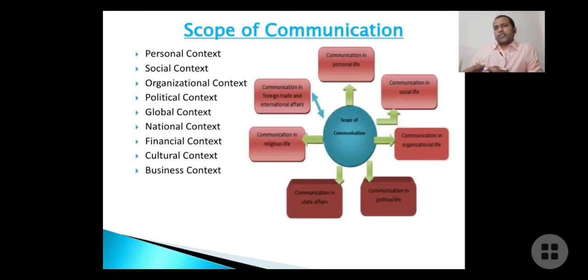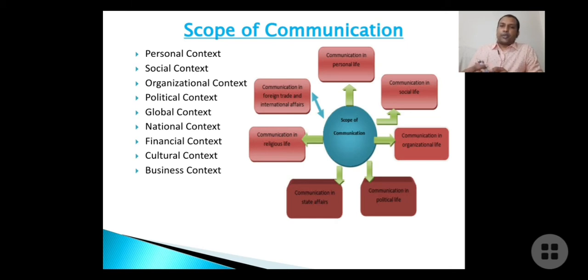Scope of communication, scope ক্ষেত্র, কি কি ক্ষেত্রে কাজে লাগতে পারে communication. In the figure we see the communication in personal life, in social life, in organizational life, political life, state affairs, and religious life, and also international affairs, foreign trade and international affairs.